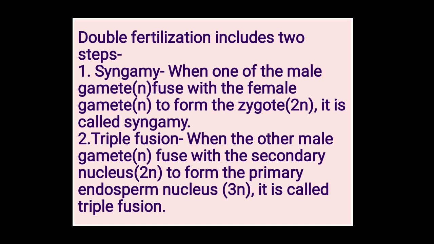So that becomes 3n: the haploid number n from the male gamete and the diploid number 2n in the secondary nucleus. So n plus 2n, the resultant cell becomes 3n, and therefore this is called triple fusion, since a triploid cell is formed out of the fusion.